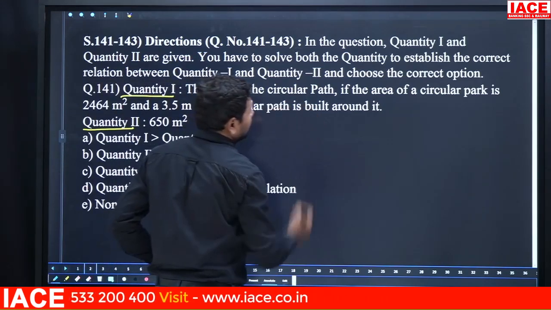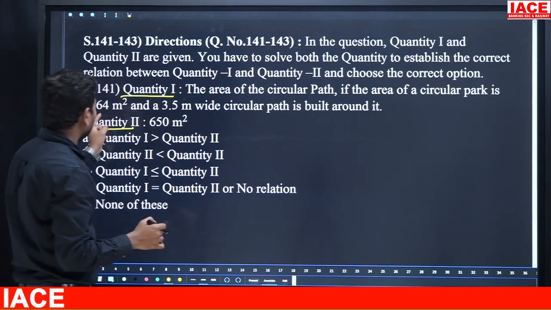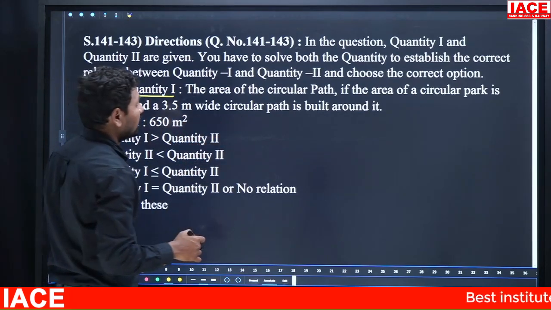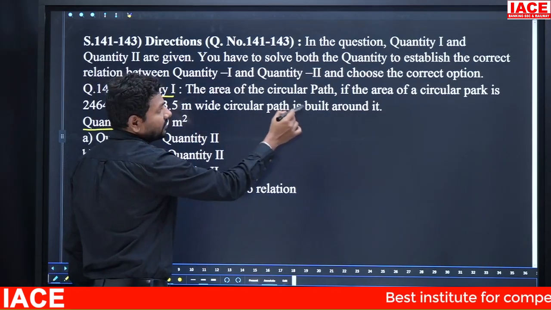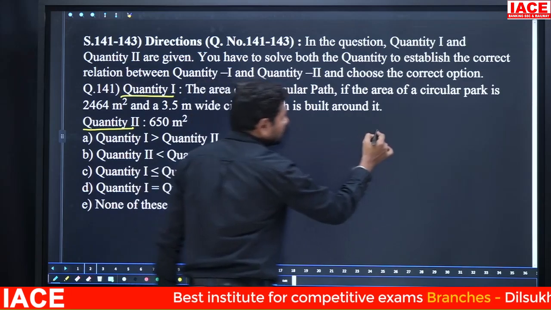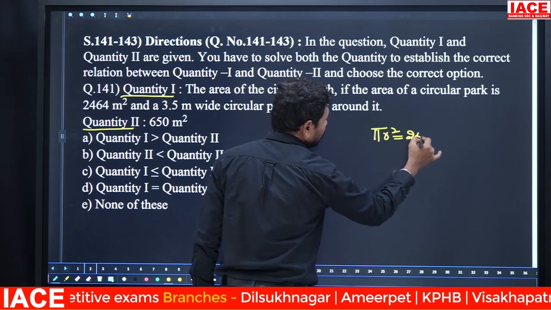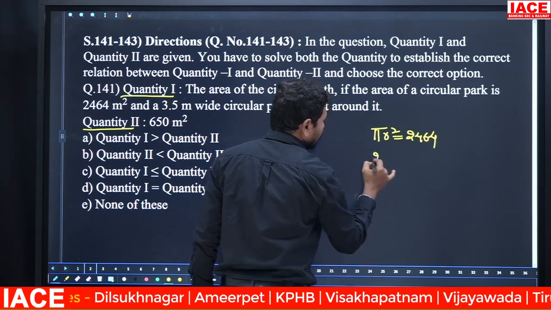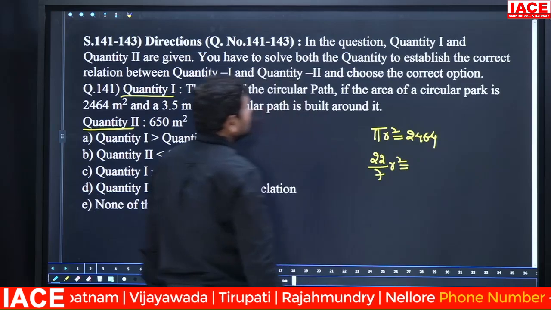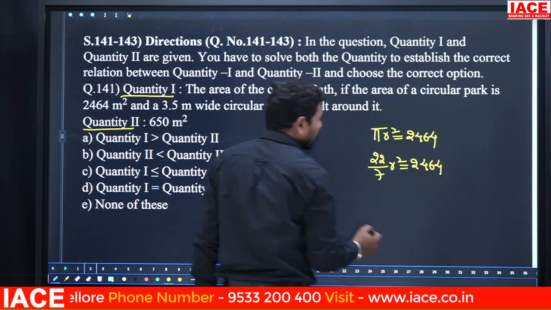If the area of the circular path is 2464 meters square and 3.5 meters wide, a circular path is built around it. The area of the circular path is mentioned, 2464. The circle area formula is what? Pi r square. It is equal to 2464. Then 22 by 7 r square is equal to 2464, and cancel the value.